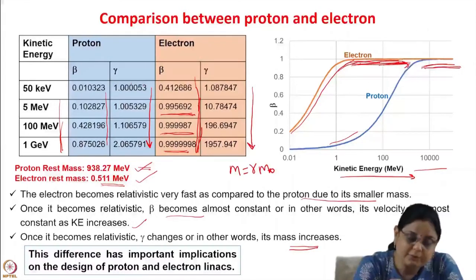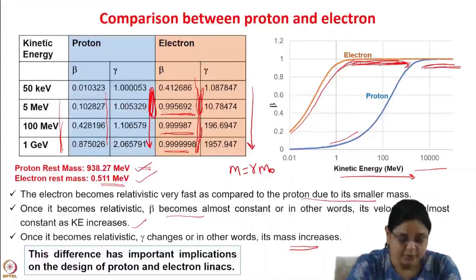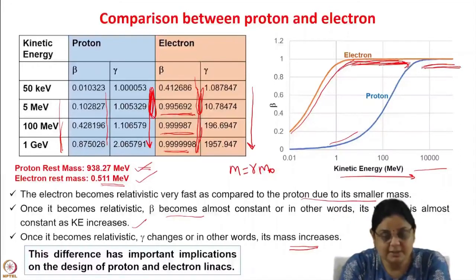Okay, so notice that for the proton, till 5 MeV, the gamma is just 1. So in this region, it is non-relativistic. And for the proton here, Newtonian mechanics will also apply at these energy ranges, whereas not so for the electron.